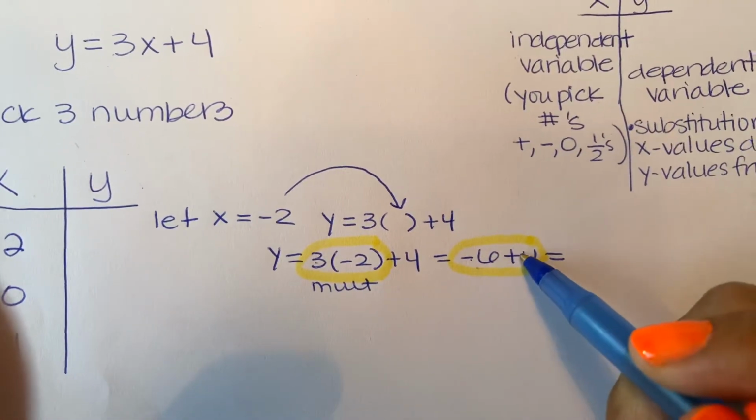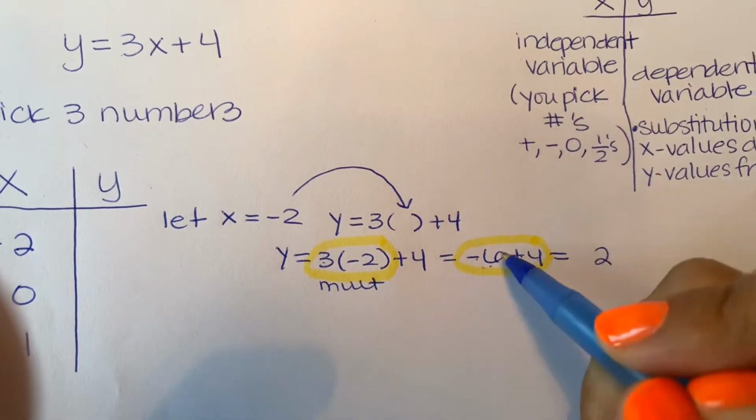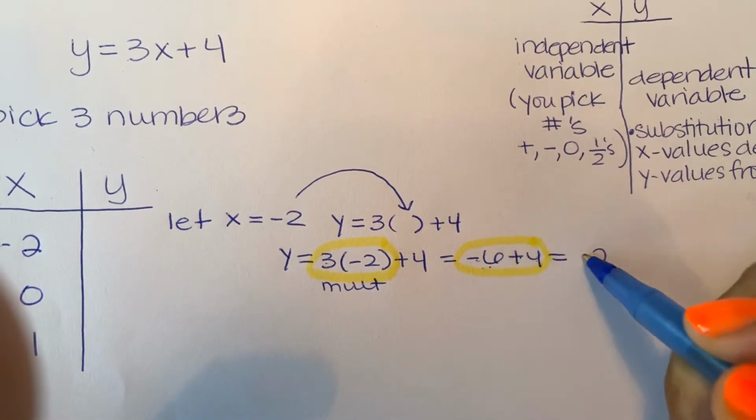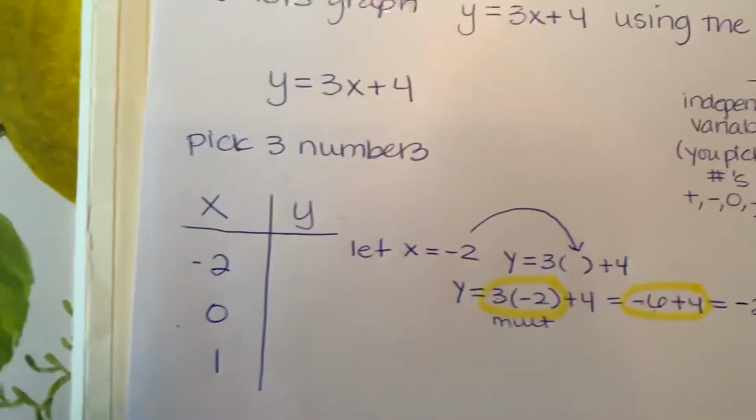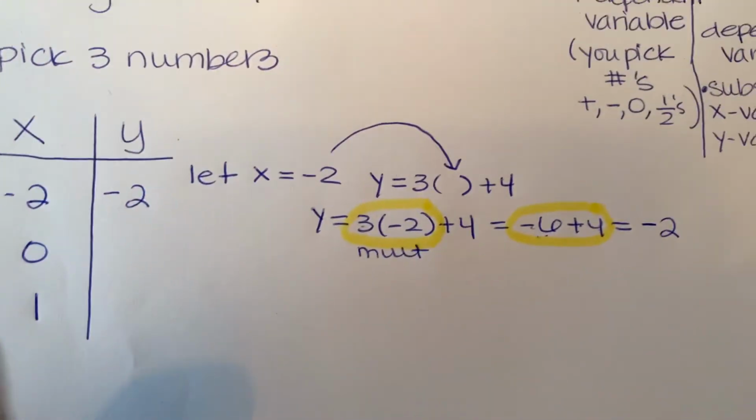Well, since this is negative and this is positive, I'm going to go ahead and subtract. So 6 take away 4 is 2, but the bigger number is 6. So my leftover is negative 2. So I get negative 2, right?